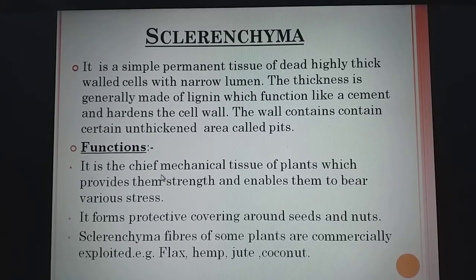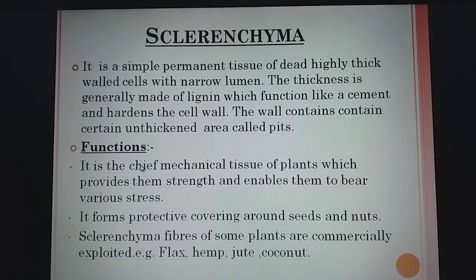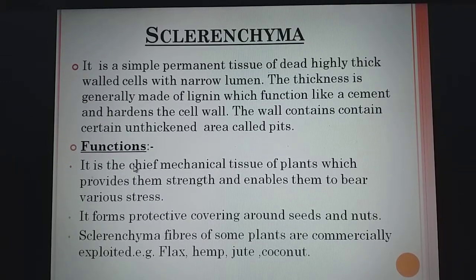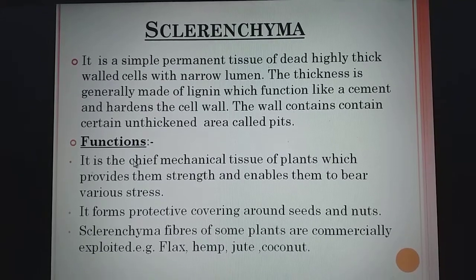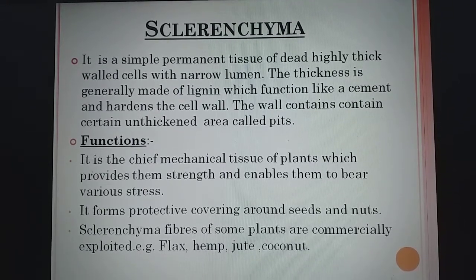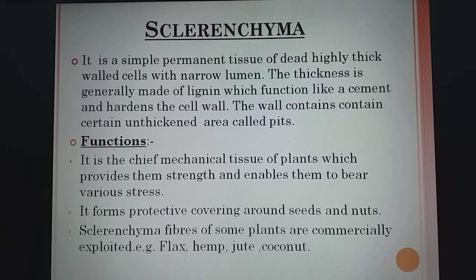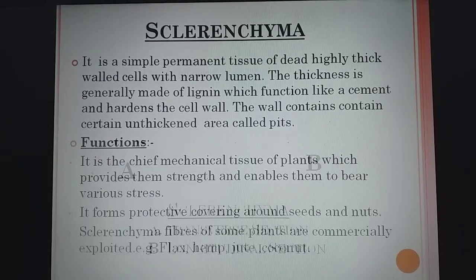So the basic difference between the functions of parenchyma, collenchyma and sclerenchyma is that parenchyma helps to store food and give mechanical strength, whereas collenchyma helps in the easy bending of the plant. And sclerenchyma gives strength and enables the plant to bear various stress.